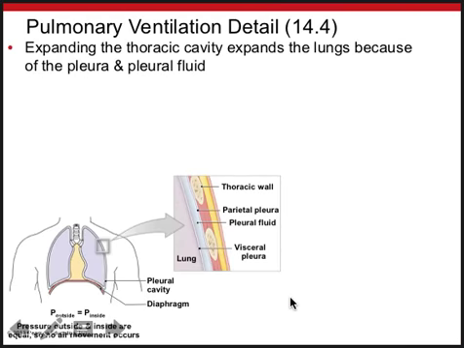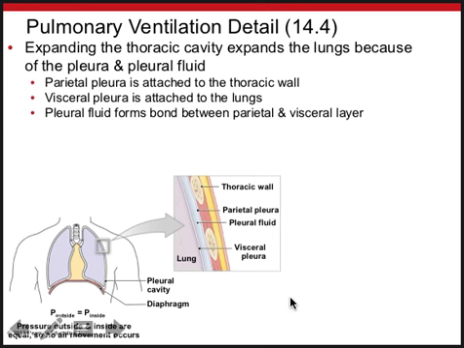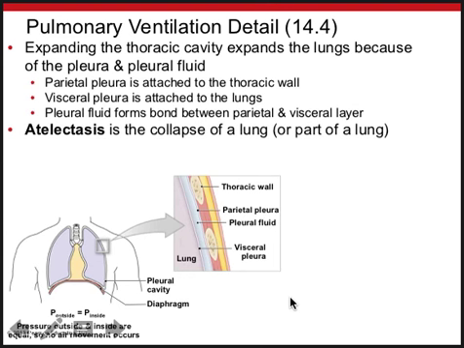The expanding of the thoracic cavity causes the lungs to expand because of the pleura and the pleural fluid. The parietal pleura is attached to the thoracic wall, and the visceral pleura is attached to the lungs. The pleural fluid forms a bond between these two layers, and the result is that we can translate the change in pressure to the lungs themselves.